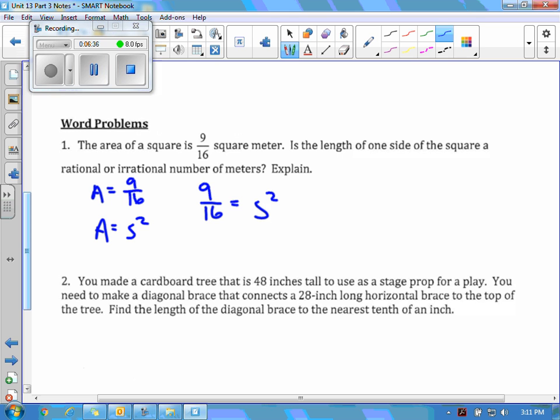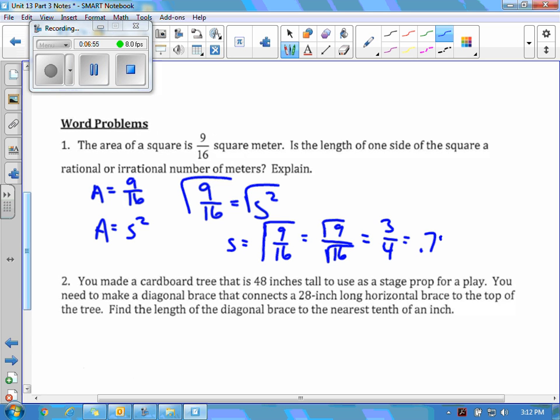And I want to know if the length of one side is rational or irrational. So I'm going to square root both sides. I'll get S equals the square root of 9/16, which I can split up. And then when I do those square roots, I get 3/4, which I'm going to turn into a decimal to check it, which I know is 0.75. So that is going to be a rational number. That's a terminating decimal.